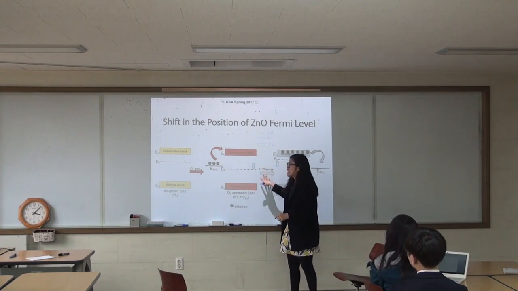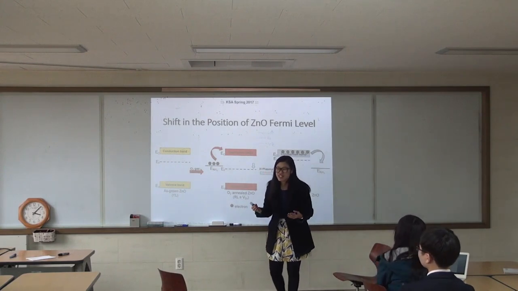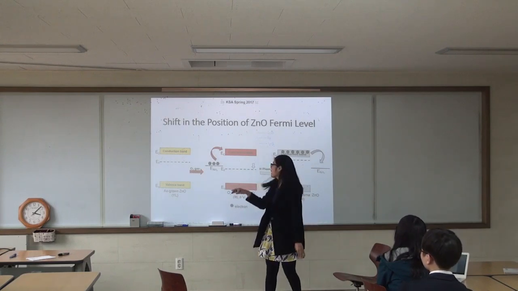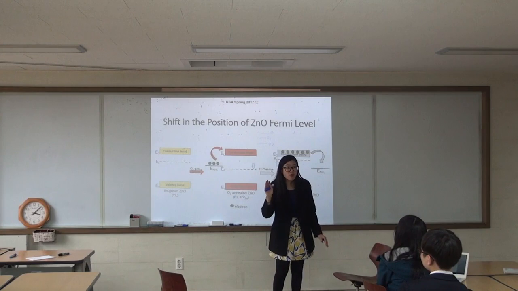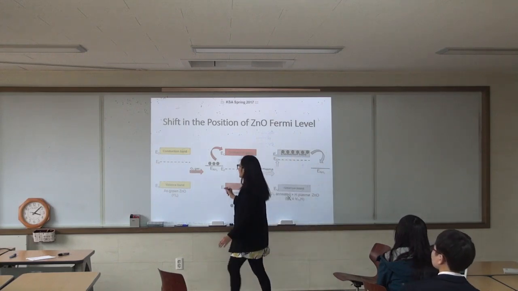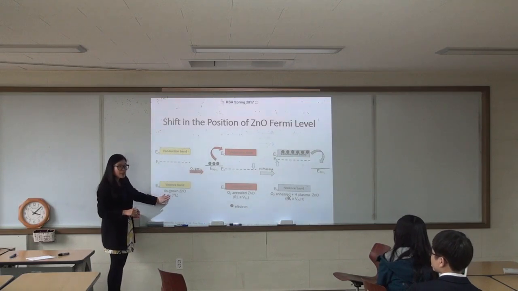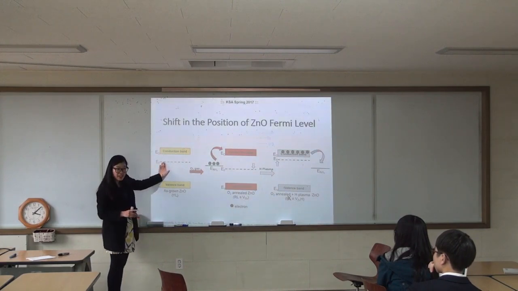But in this case, because we produce some defects on the surface of the sample, this Fermi level can be shifted up or down, and it affects the sensitivity. So for here, for the as-grown sample, yellow luminescence, it is the oxygen interstitial defect, right? That one is a donor defect. So it shifts the Fermi level up like this.